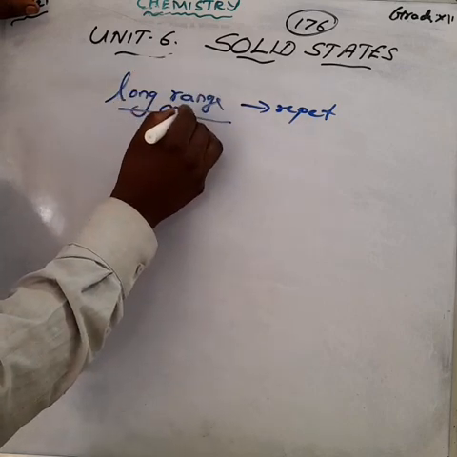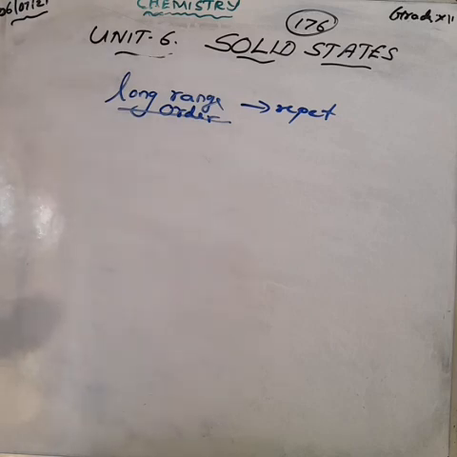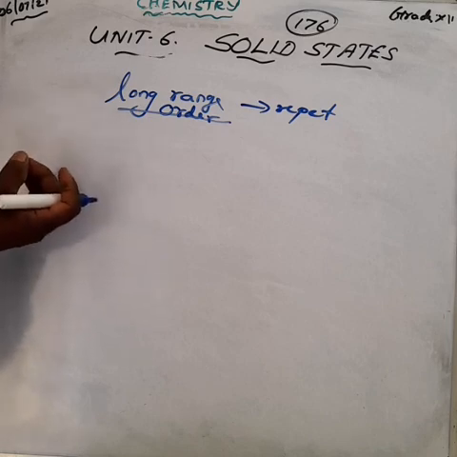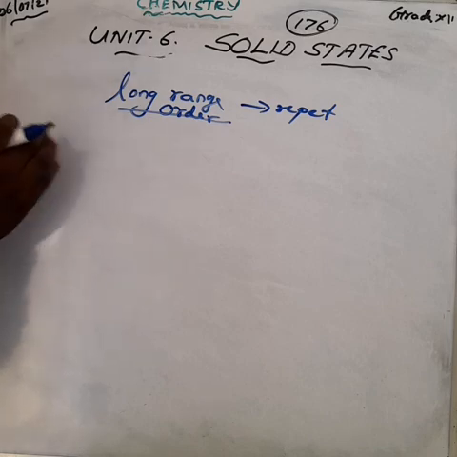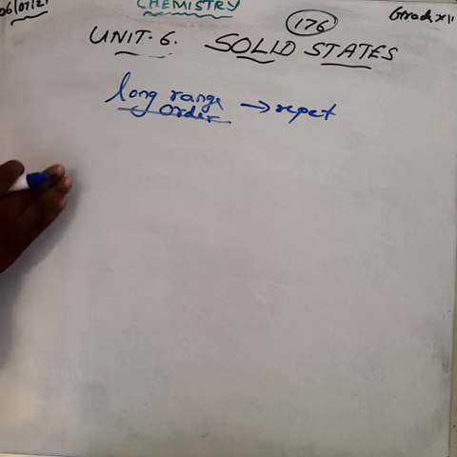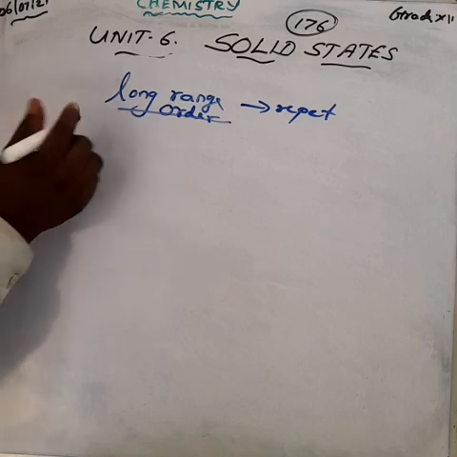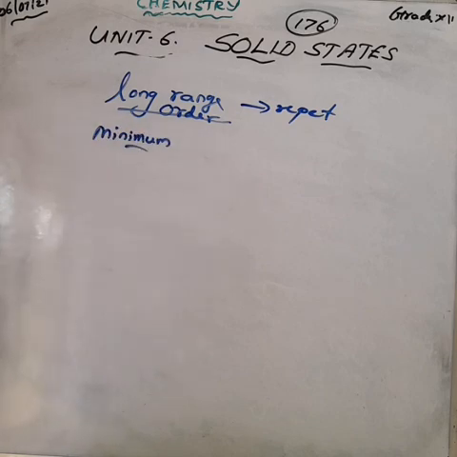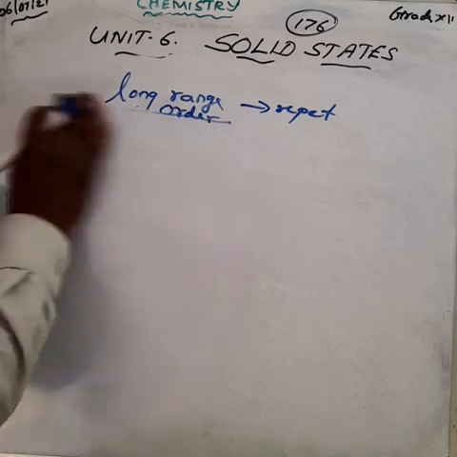The arrangement of such constituents, that is atoms, molecules or ions, in a crystalline solid is such that the potential energy of the system is at a minimum.